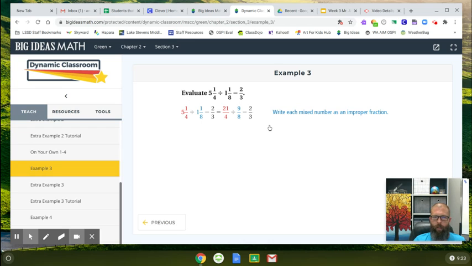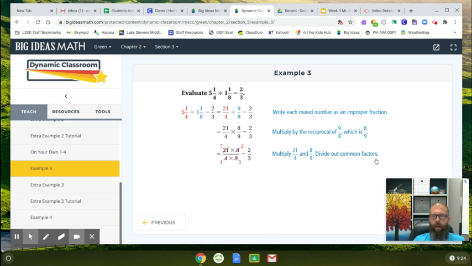Now we're getting somewhere. Order of operations says I need to divide first, right? Don't do the subtraction first. Multiply by the reciprocal of 9/8, which is 8/9. So don't divide, flip and multiply. All we did was flip this over and change the sign to multiplication. Okay? Multiply 21/4 times 8/9.